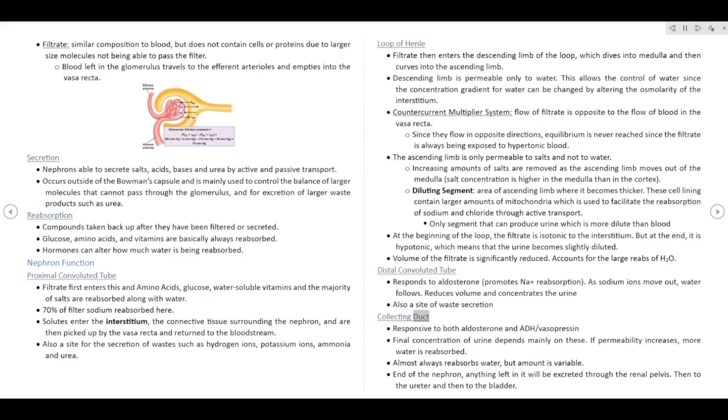Collecting duct. Responsive to both aldosterone and ADH/vasopressin. Final concentration of urine depends mainly on these. If permeability increases, more water is reabsorbed. Almost always reabsorbs water, but the amount is variable. At the end of the nephron, anything left in it will be excreted through the renal pelvis, then to the ureter and then to the bladder.